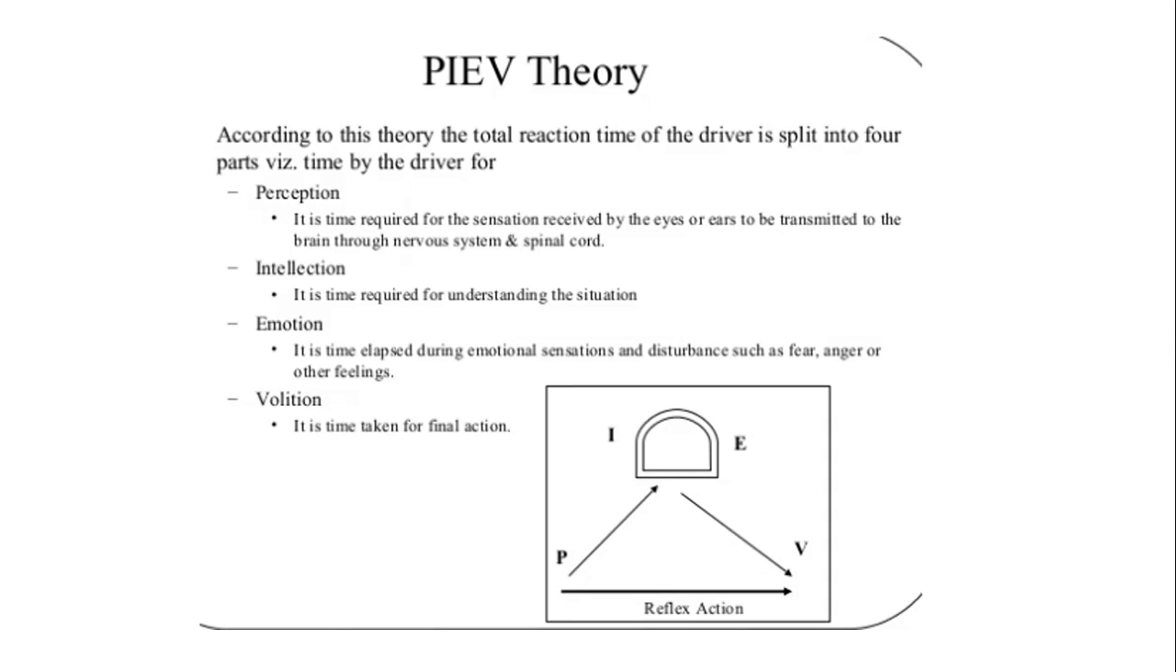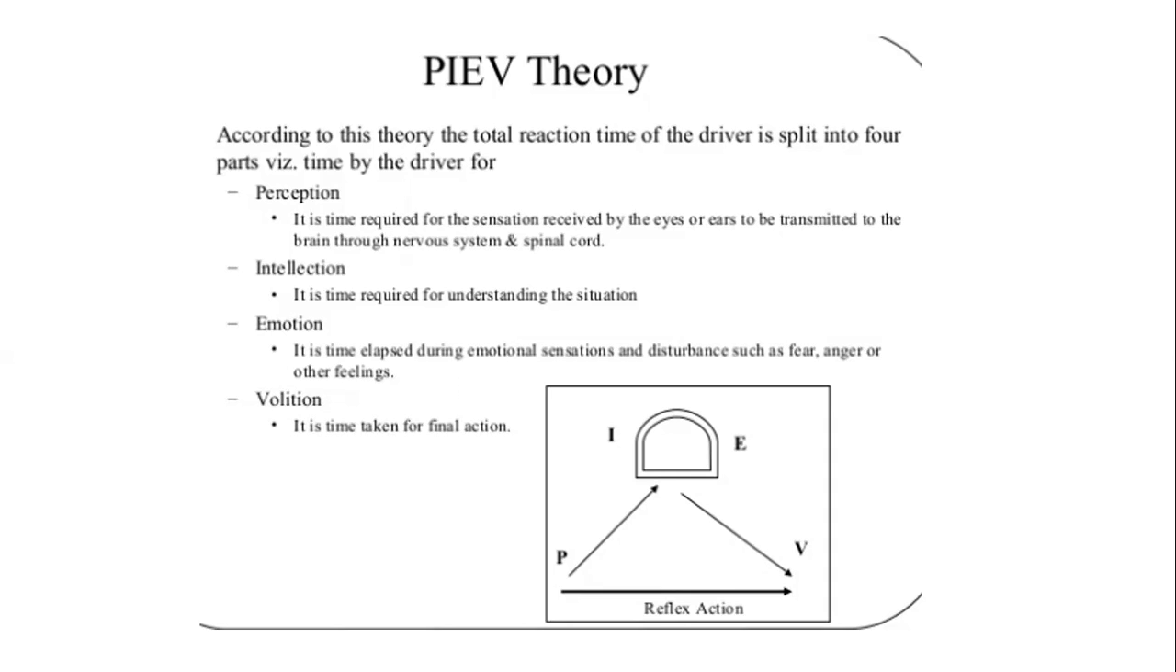Next you have the emotion time. Whenever the driver sees an object, whether an obstruction or whatever it is, he can have some emotional sensations, either in the form of anger or fear or some other feelings. It varies from driver to driver. That is called the emotion time, the time during the emotional sensations of the driver.